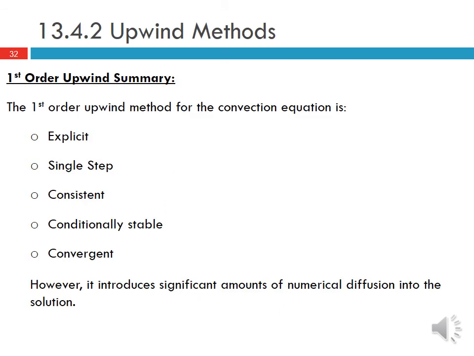So just to summarize the first order upwind method, we saw that it's an explicit method. It is a single step method. If you look at the truncation errors, it is actually consistent. It's also conditionally stable, and it is convergent. However, we still see a significant amount of numerical diffusion in the solution.